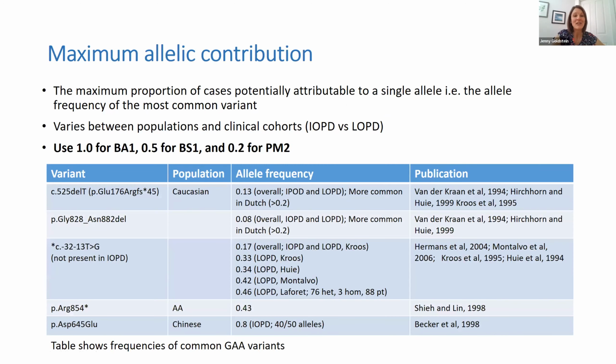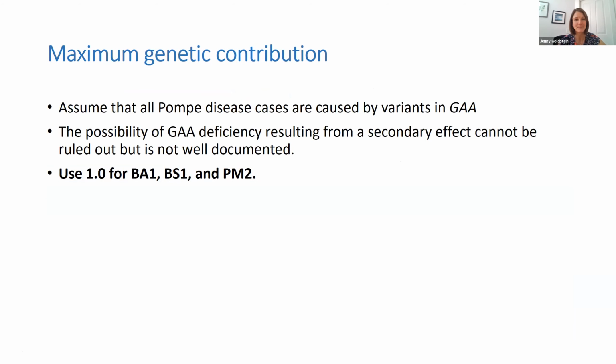And then maximum allelic contribution, again, was kind of a tricky one because these variants are different frequencies in different populations. So again, it was somewhat of a guessing game. But we used 1 for BA1, which is somewhat crazy, I guess, because we know that Pompe is caused by a lot more than just one variant, but that was the most conservative estimate. It would give us the highest for BA1. We used 0.5 for BS1 and 0.2 for PM2, which seemed reasonable given the figures that we were looking at here. But again, somewhat of an estimate.